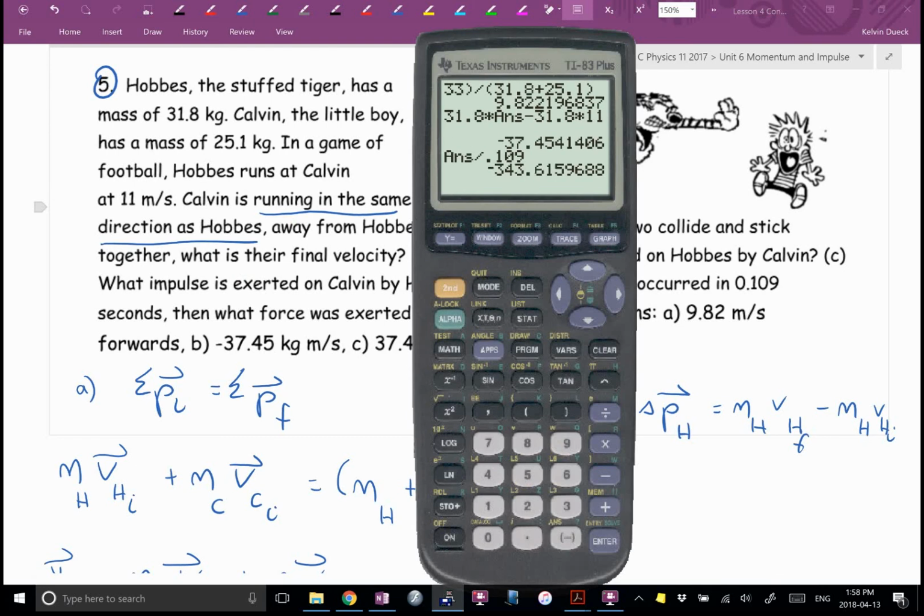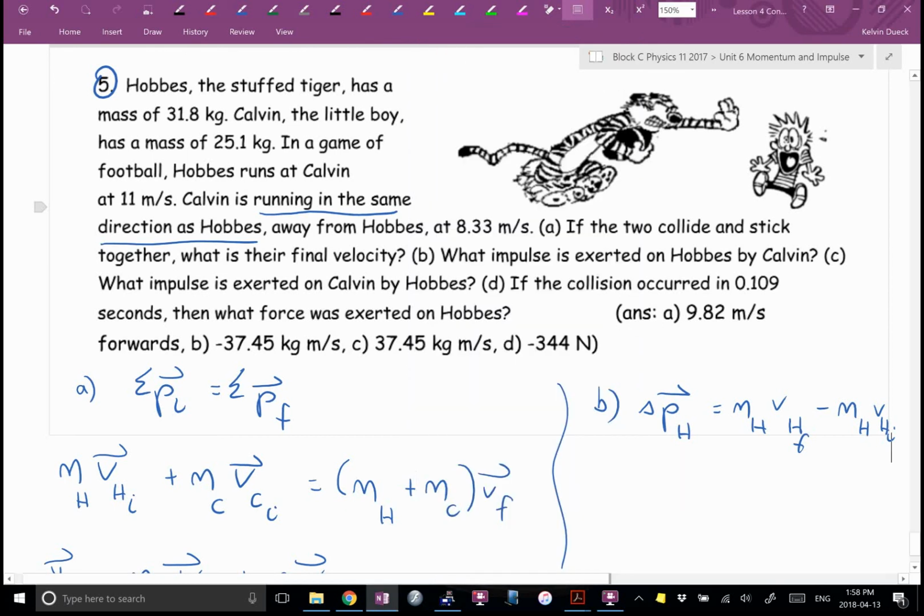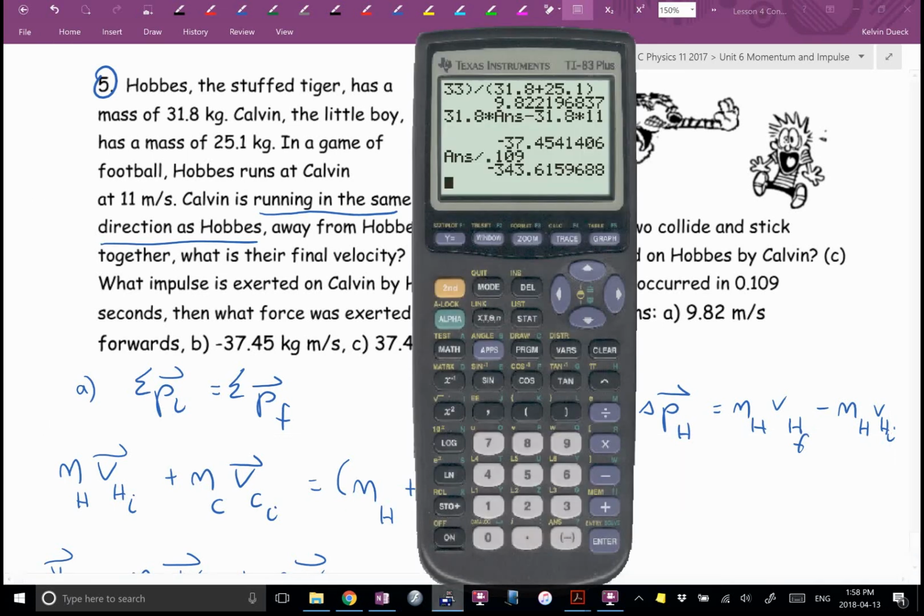Negative to Hobbes because it slowed Hobbes down. Positive to Calvin. So really, I would just give the magnitude. Did I say it was 344 newtons? Yeah, there you go. Is that okay, David? And so you'll do something very similar for number 5, but I think in number 5, they're running at each other. So we have some very powerful tools at our disposal.